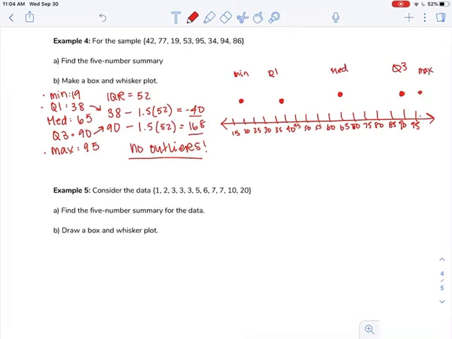Okay? So now that I have all these plotted, what I'm going to do is I'm going to draw my box and whiskers. So you draw your box around quartile 1 and quartile 3. You draw a line through the median, and then your whiskers go out to your min and your max. Take a second to try example 6 on your own and pause the video.